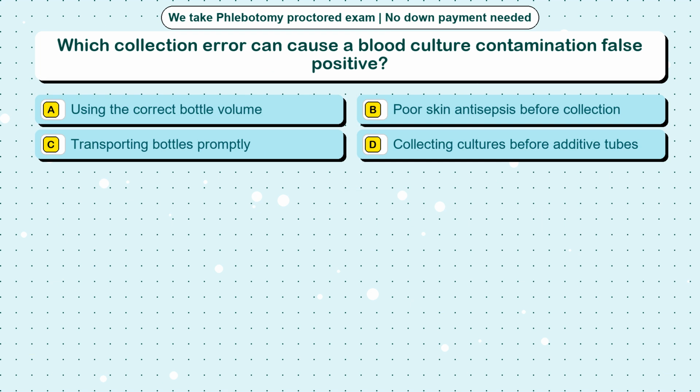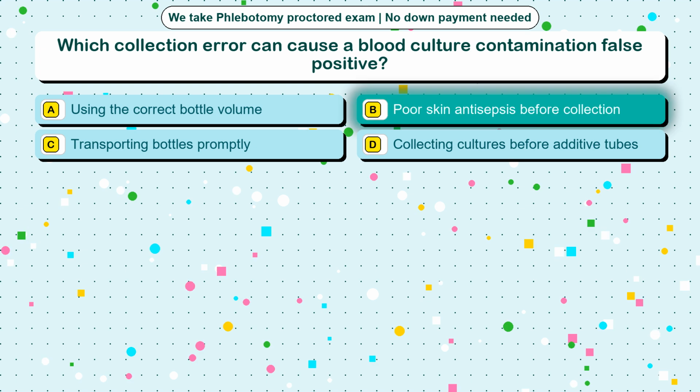Question 2. Which collection error can cause a blood culture contamination false positive? Option A. Using the correct bottle volume. Option B. Poor skin antisepsis before collection. Option C. Transporting bottles promptly. Option D. Collecting cultures before additive tubes.